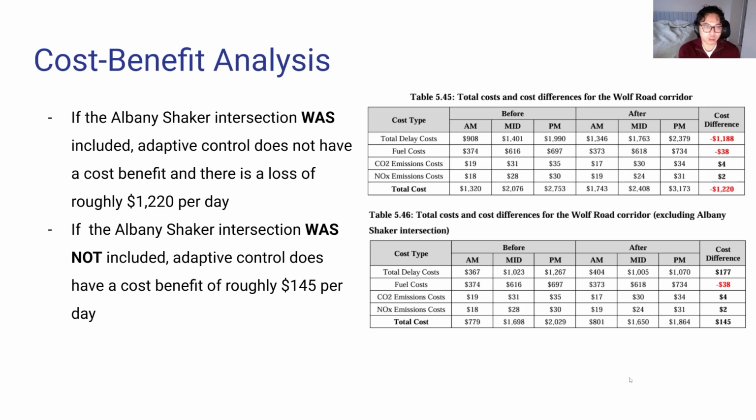So when doing the cost benefit analysis, two different types were considered. The first one was the total cost and differences for the corridor. This included all intersections, and as you can see here, the total cost was actually negative 1,000. This means that there was a loss of roughly $1,000 per day. Whereas in this next table, the same thing was done, but now the Albany Shaker intersection, the one that was performing the worst in terms of operations, was excluded. In this case, there's actually a benefit of roughly $145 per day.